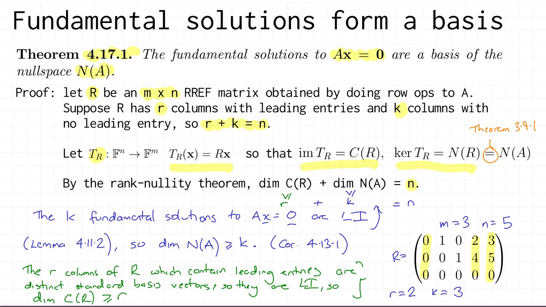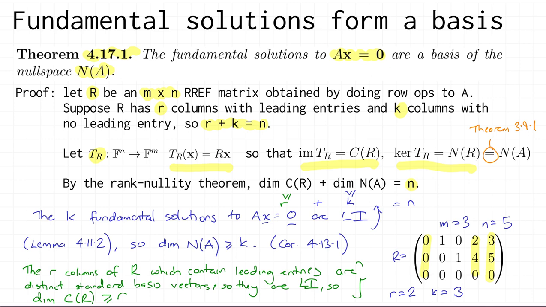Okay, so the dimension of C(R) can't be strictly more than r, because if it was, then the dimension of C(R) plus the dimension of N(A) would be bigger than r plus k, so it would be bigger than n, but it isn't, it's equal to n. And similarly, the dimension of N(A) can't be bigger than k, because if it was, then the dimension of C(R) plus the dimension of N(A) would be bigger than r plus k, which is n, but it's not, it's equal to n. So actually both of those inequalities must be equalities. The dimension of C(R) must be r, and the dimension of N(A) must be k.